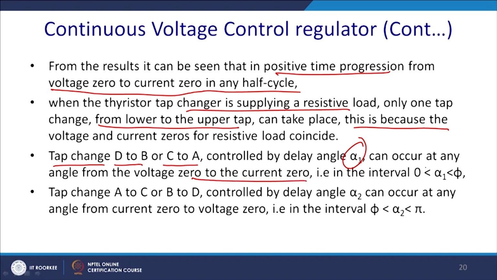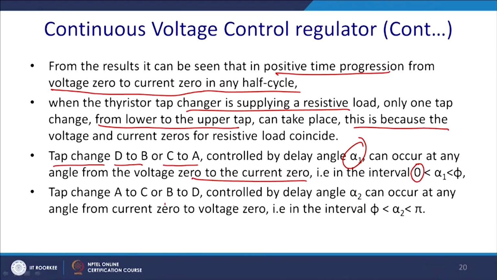That means the interval can be 0 less than alpha 1 less than phi, where phi is the phase angle of the current. The tap change of A to C or D to B, controlled by the delay angle alpha 2, can occur at any angle from current 0 to the voltage 0, that means with the interval phi less than alpha 2 less than pi. This is the mode of conduction for inductive load.